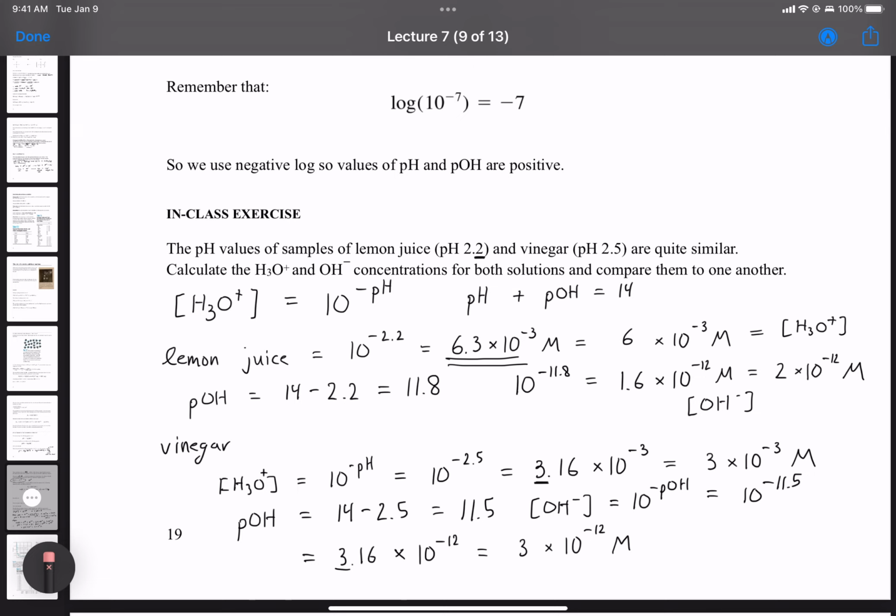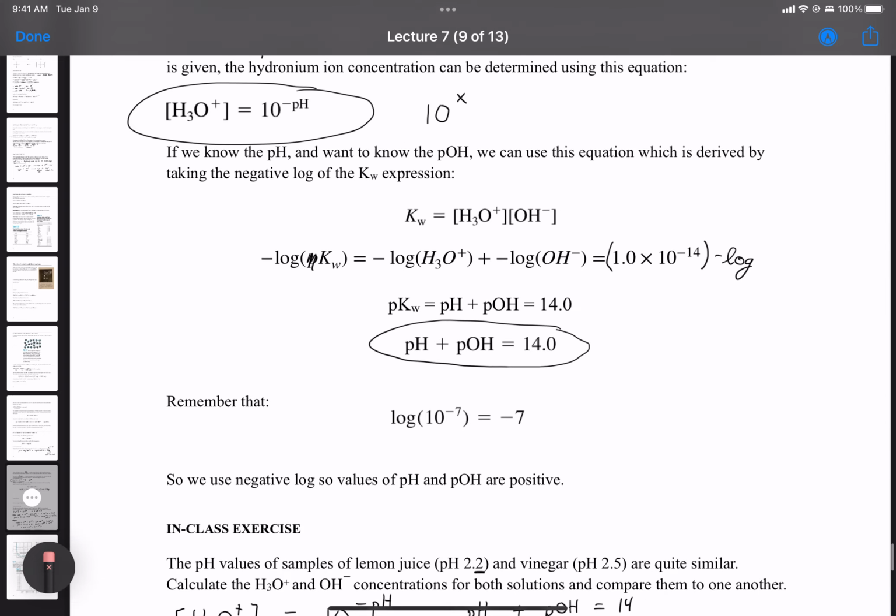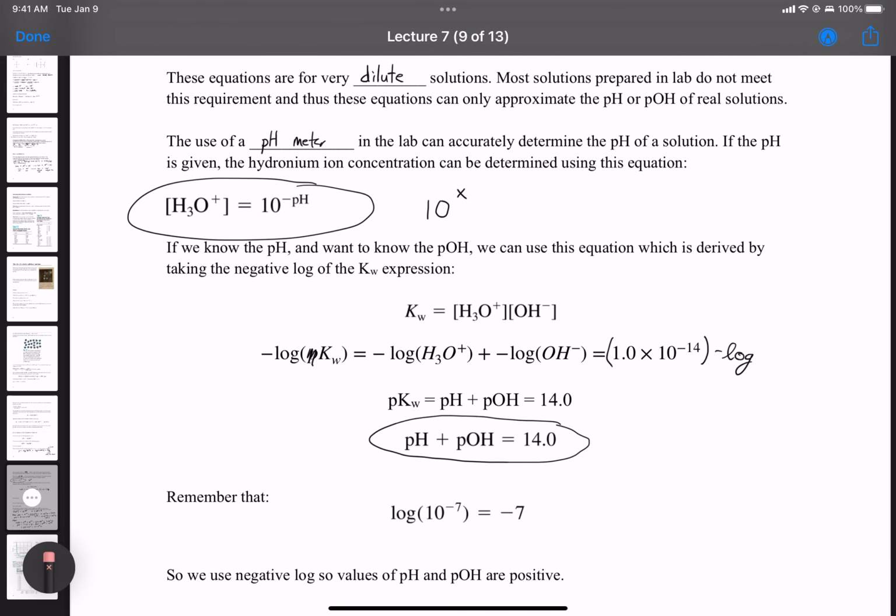Only one sig fig, because there's only one decimal place in the pH values. So we would use one sig fig in our answers here. All right, so that is how we do calculations using pH and pOH and then solving for concentration. Very helpful information. In the lab, we would take pH values and then use the anti-log equation to find concentration.